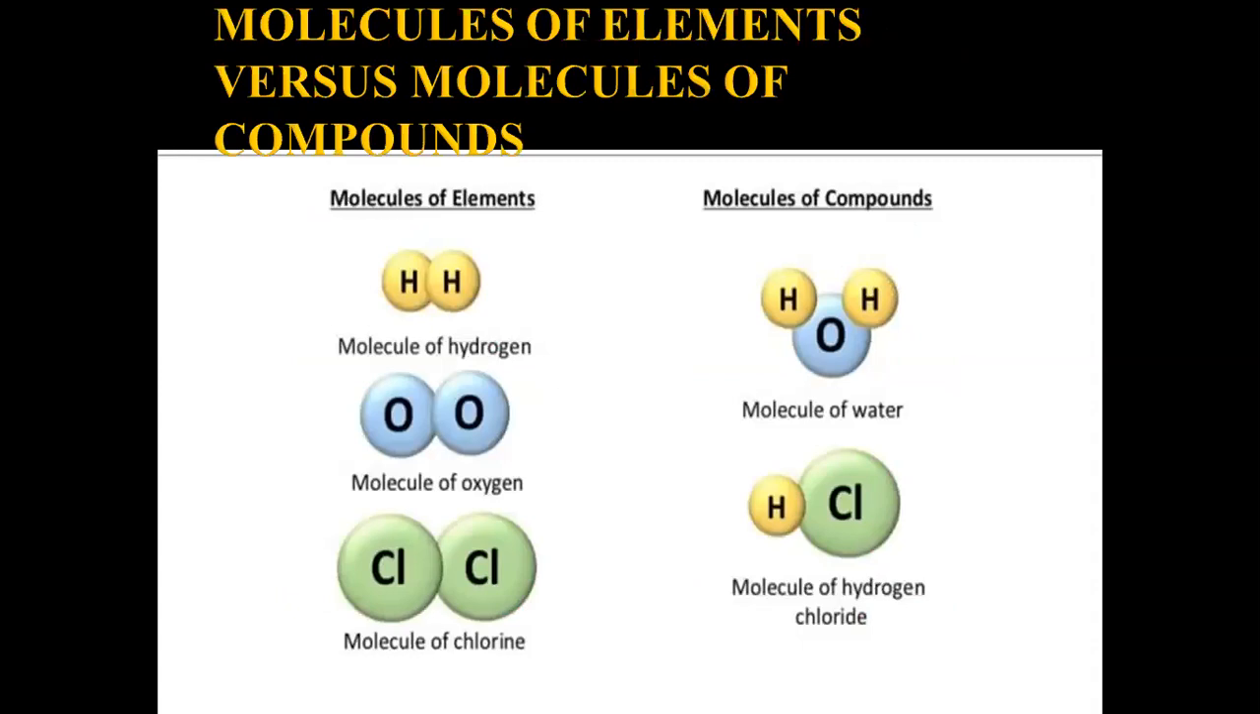Now, molecules of elements versus molecules of compounds. You see, in the molecules of elements, you have the same element joining through chemical means. But in case of molecules of compounds, you have different elements joining through chemical means. The examples of molecules of elements are hydrogen, oxygen and chlorine. On the other hand, molecules of compounds include water and hydrogen chloride.